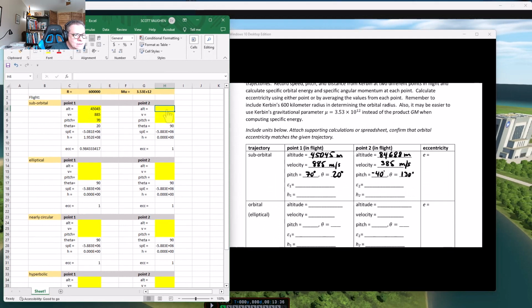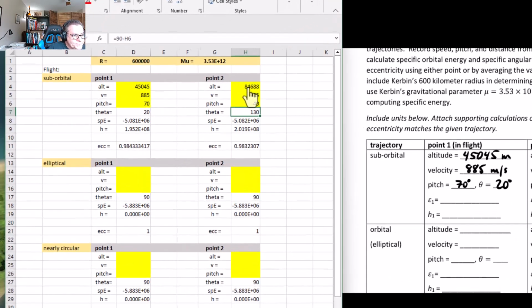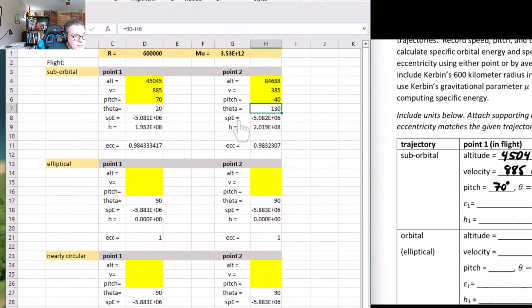So at the other point, on the way back down, altitude was 84,688 meters with a velocity of 385 meters per second and a pitch of negative 40. Okay, so the specific orbital energy is really, really close, and the angular momentum is very close, though not exactly the same. This is 1.95, 2.01, 2. So I didn't expect it to be necessarily exact. There's a lot of things that can contribute to them being a little bit different.